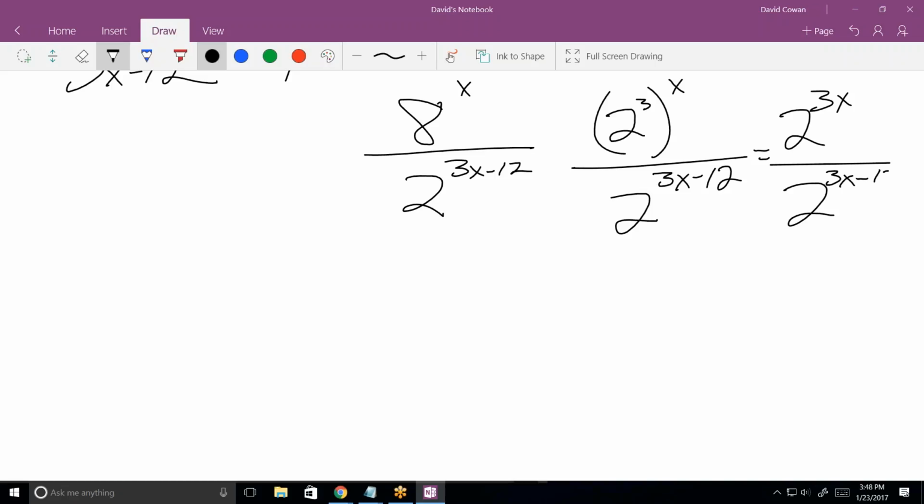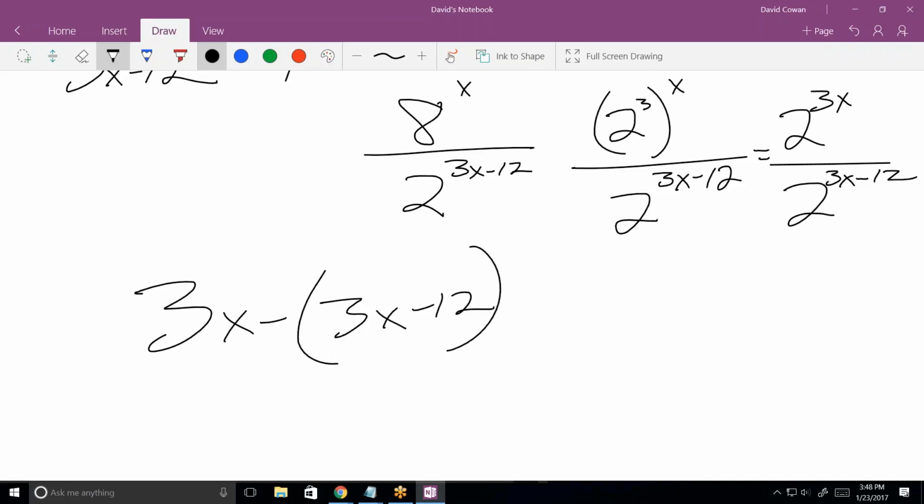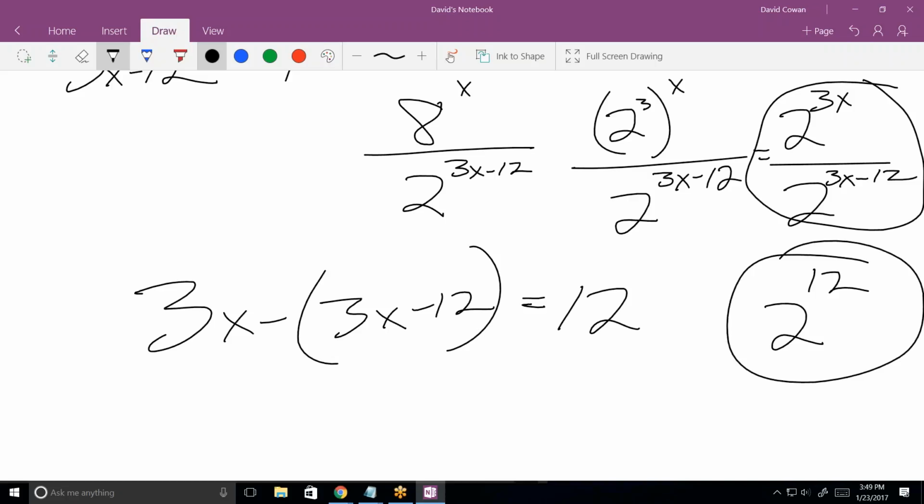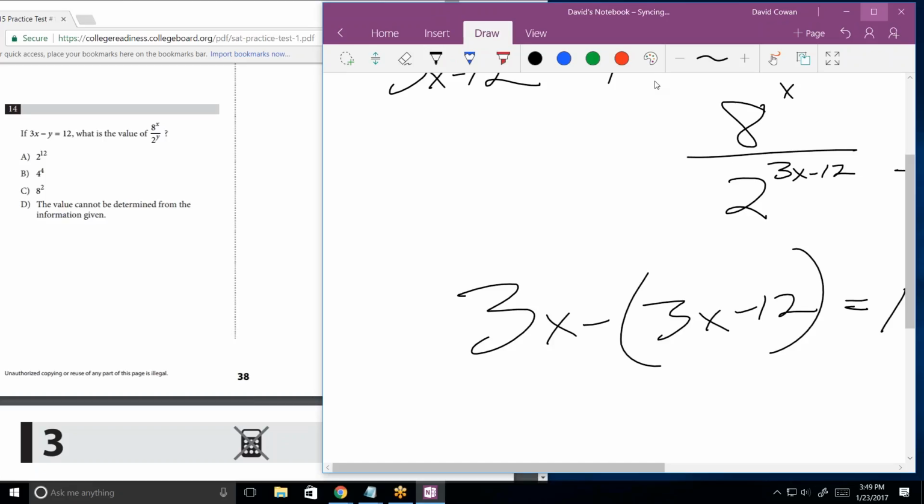Now I have same base, different exponents. How do I do that? In other words, I'm doing division, and I have same base. As long as you have same base, everything's pretty easy. What do you do with the exponents? You add them, you subtract them. So what's 3x minus the quantity 3x minus 12? Minus 12, negative 12. Look at it again. That negative sign needs to be distributed to both terms. So positive 12. So this answer is 2 to the positive 12. And that's going to be one of our multiple choices, I'm pretty sure. Yeah, it's A.